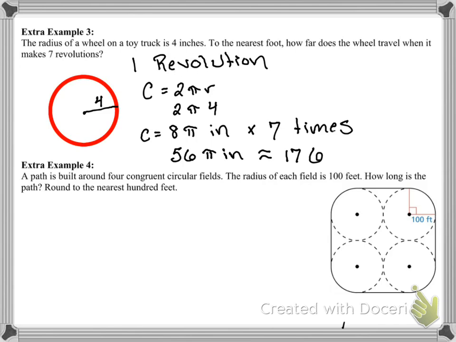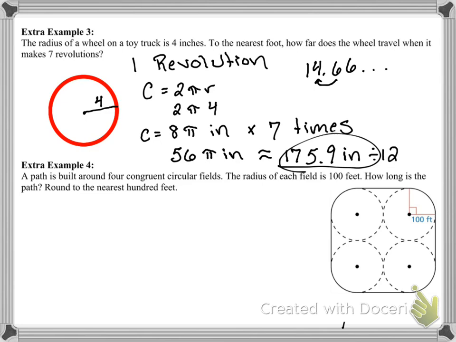Here we have inches. Okay, so here we have inches. They want it to the nearest foot. This is in inches. So let's get back to that decimal. It was 175.9 inches. To get it to feet, we'll have to divide that by 12. So on my calculator I got 14.66 something. Okay, so to the nearest foot, that 6 is going to round that 4 up to a 5, so 15 feet.